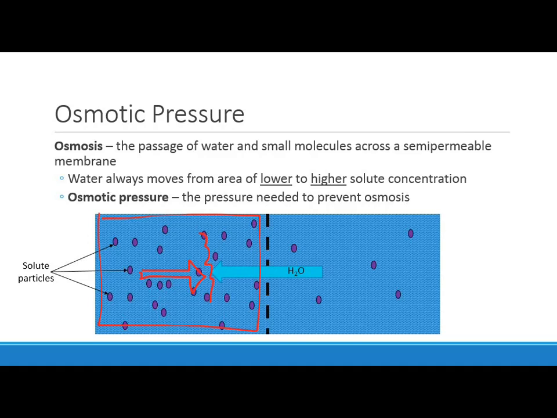What I mean is, if I have a ton of particles over here, then the water really, really wants to get across to try to dilute this out, because one side is so much more concentrated than the other. So that would be a very high osmotic pressure. Whereas if I have a situation in which there are almost identical concentrations on both sides, then I have a very small concentration gradient, so the osmotic pressure would be much, much lower.